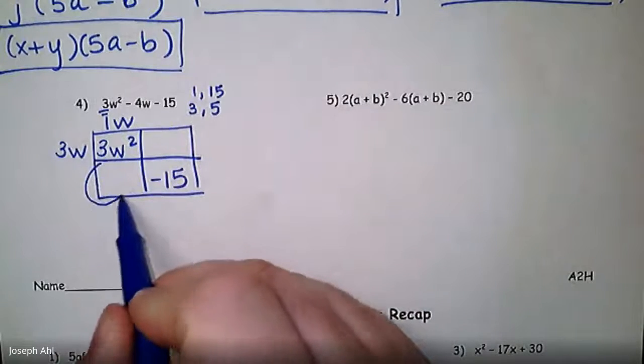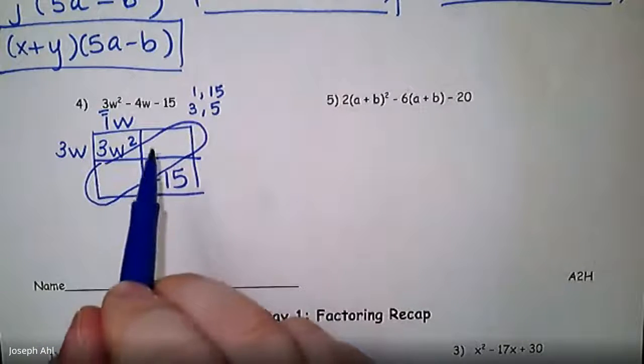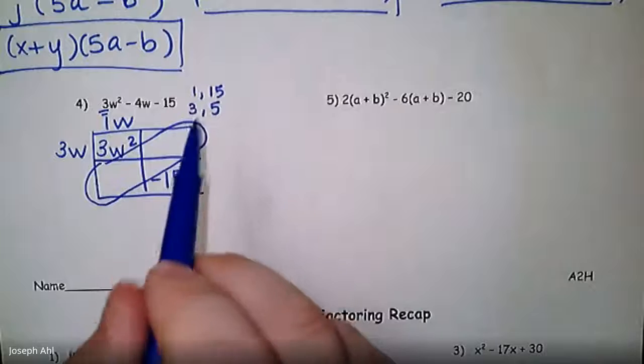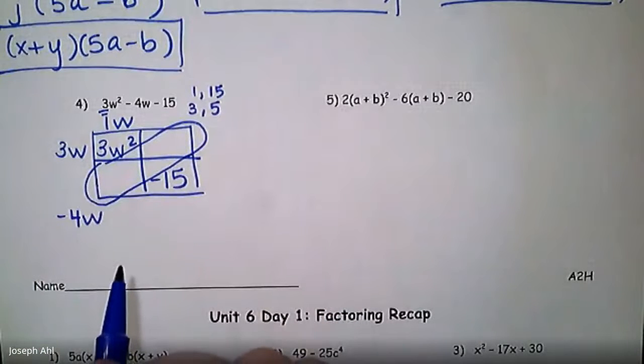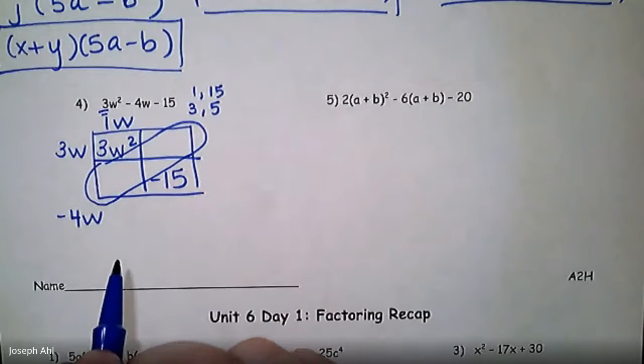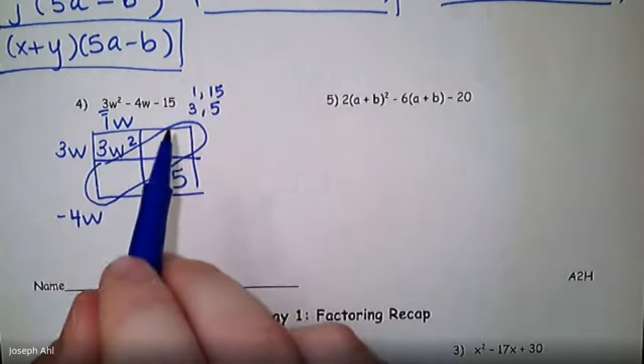So what we have to double check on here is these 2 boxes, when I decide on which factor pair works best, have to combine to give you a total of negative 4w. Okay, that's kind of the most important piece here. So you have to do a little bit of playing around with placement, right?